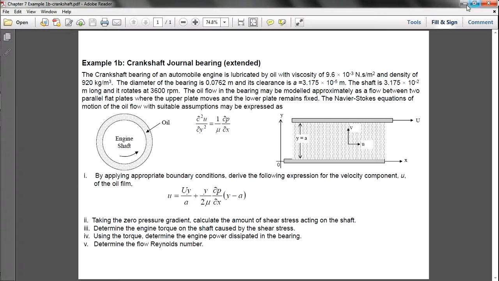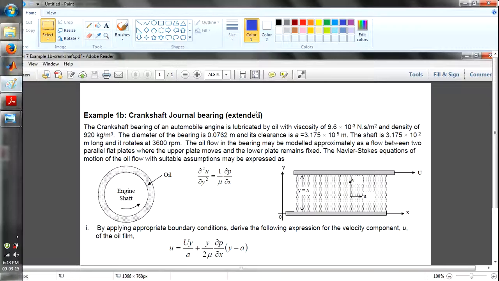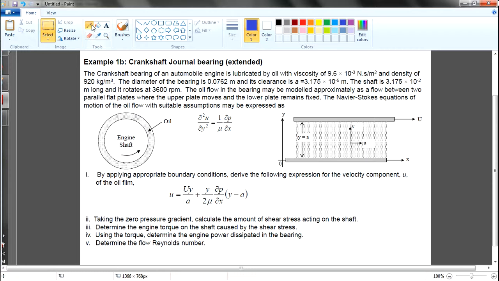Okay, and then I can actually use this picture. Easier to show you. And then its clearance is actually A. So this diameter from here to here is actually 0.0762. Okay, and then the clearance is A, which is this one.